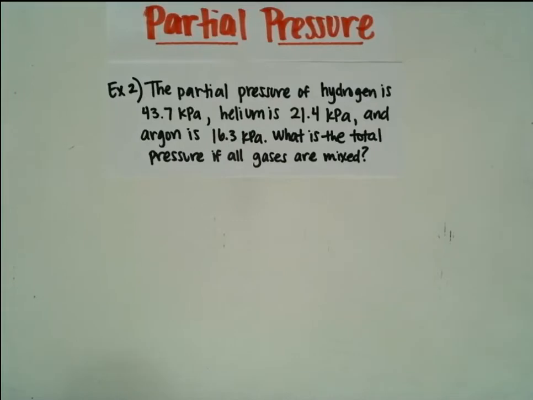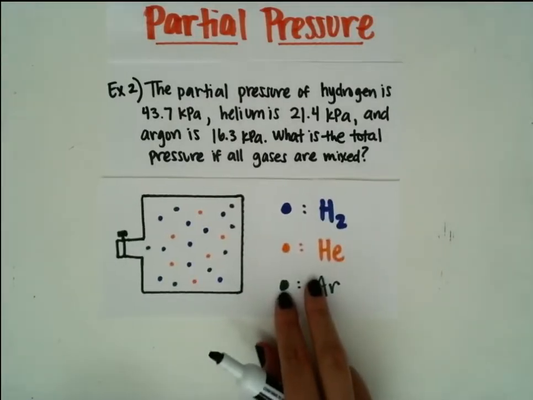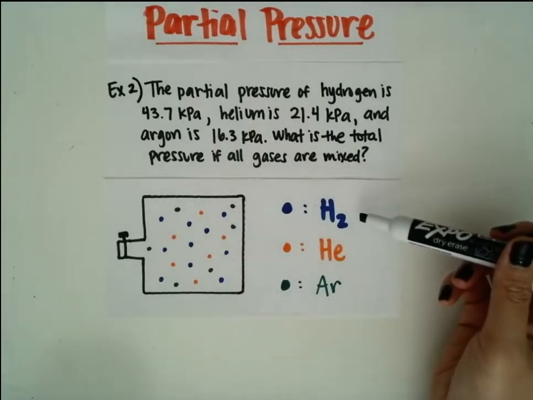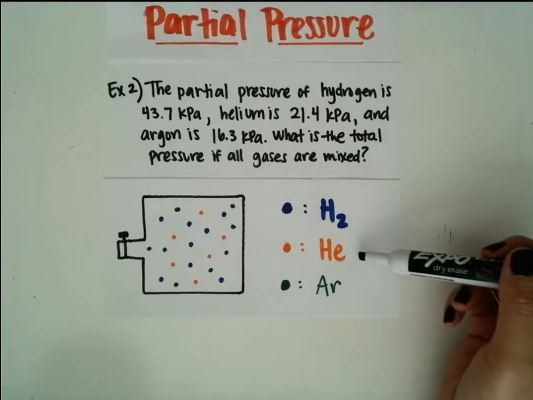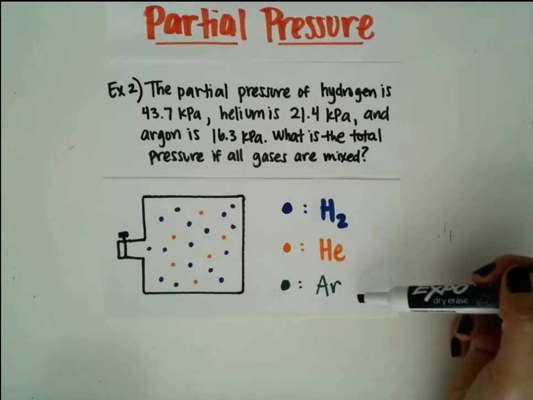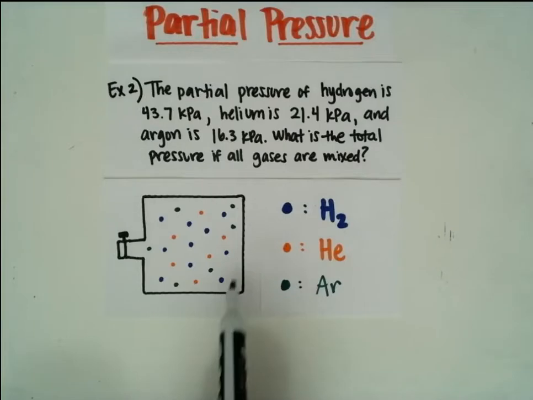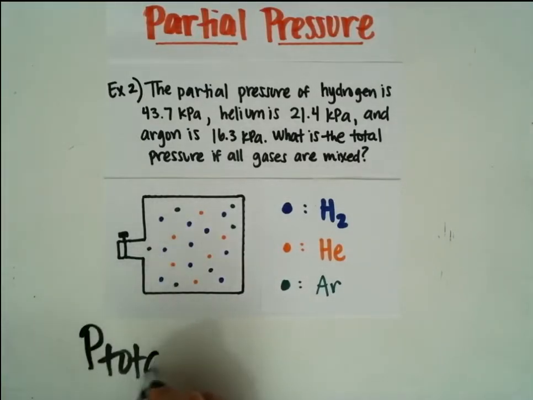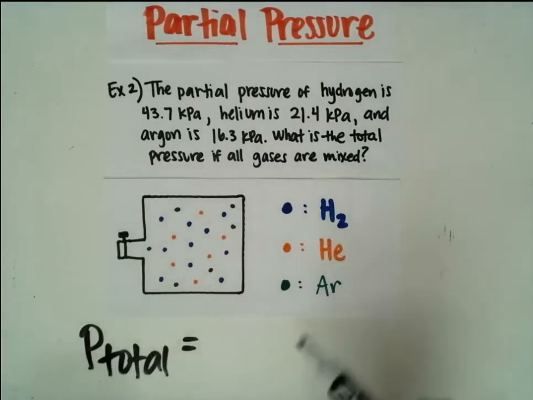Okay, here's example 2. The partial pressure of hydrogen is 43.7 kPa, helium is 21.4 kPa, and argon is 16.3 kPa. What is the total pressure of all of the gases if all of the gases are mixed? So we have hydrogen gas, 43.7 kPa, helium gas is 21.4, and argon gas is 16.3 kPa. If we put all of those gases in this container, all we have to do to find the total is to add all of these pressures together.